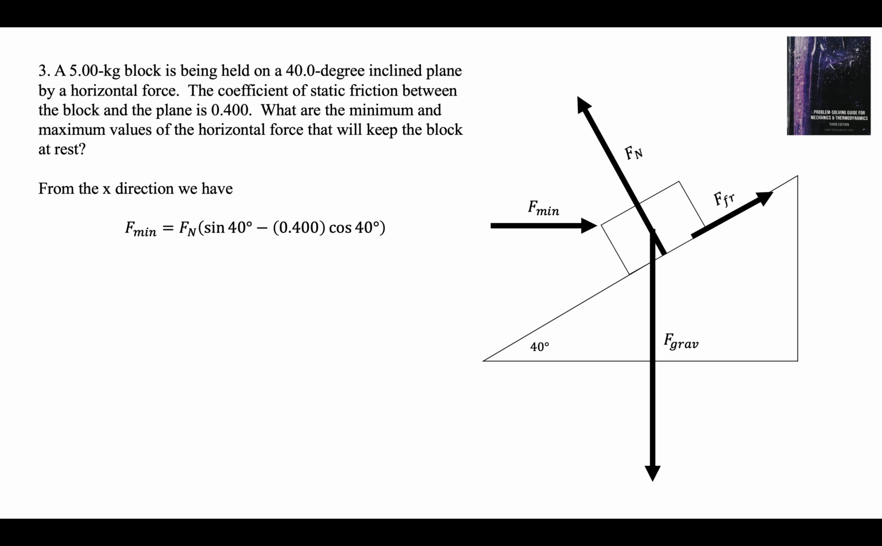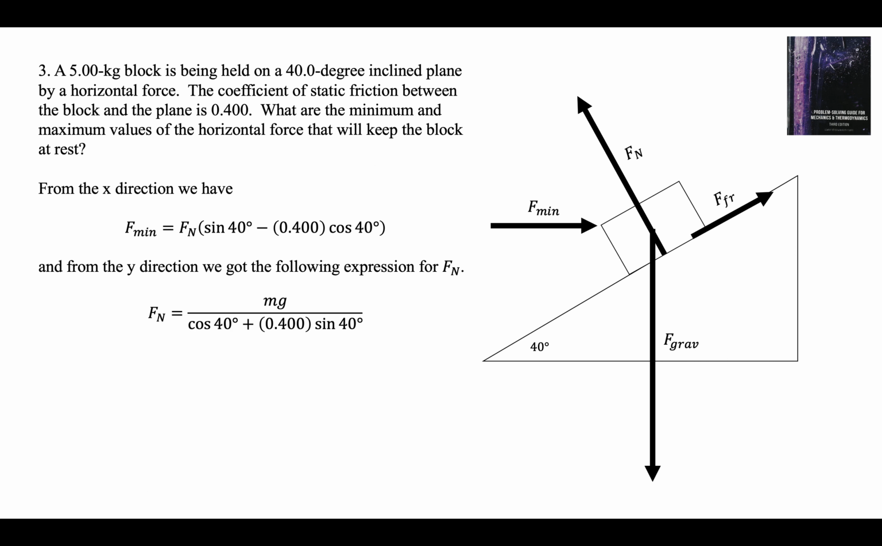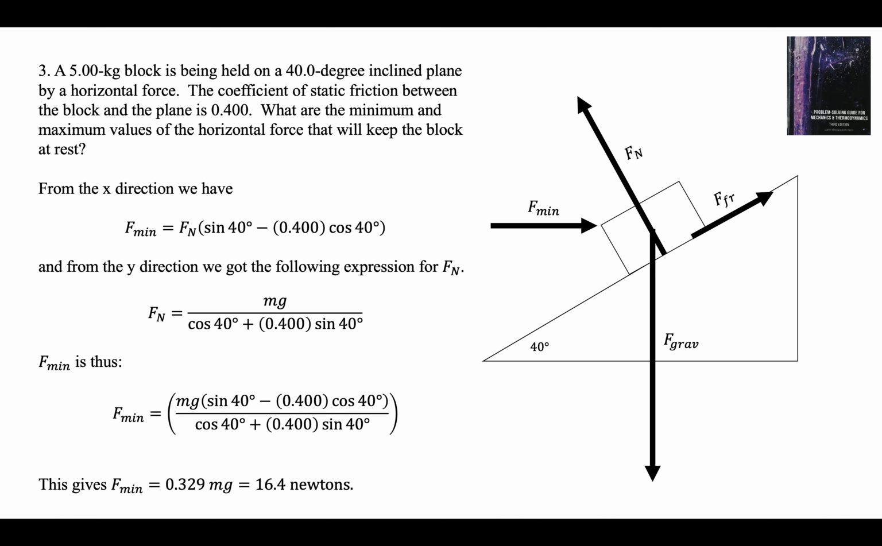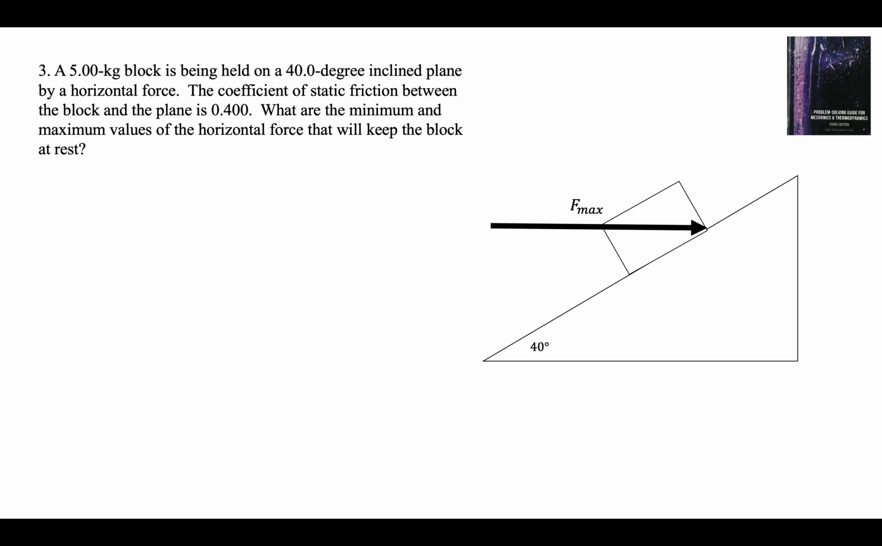So for summary, in the x direction we have this. We need Fn, and we got Fn from the y direction. There's Fn. We plug that into the equation for F min, and we get this. And now we just punch the buttons on the calculator, and we get 0.329 mg, which is less than 1/3 of the weight of the block, 16.4 newtons. So that's the minimum. Now we do the maximum.